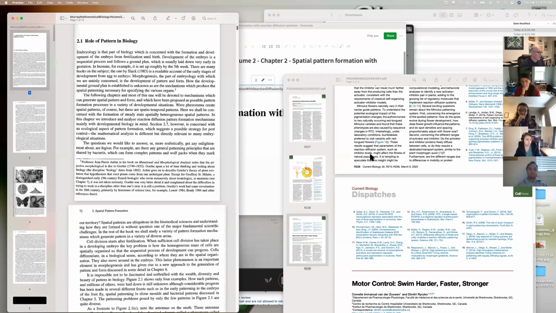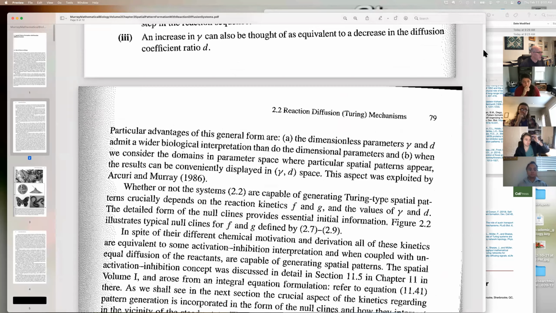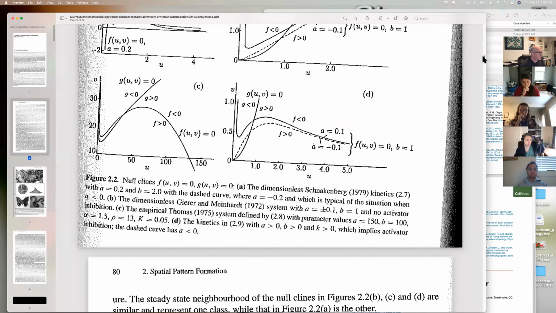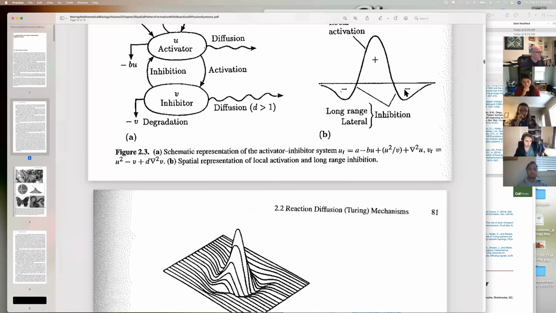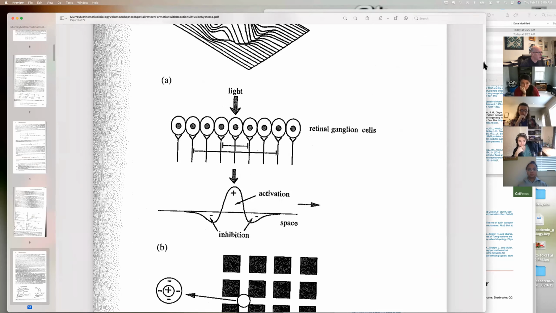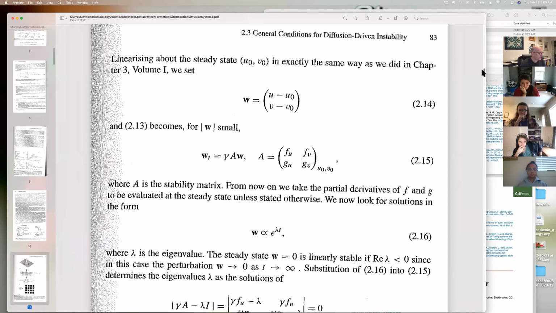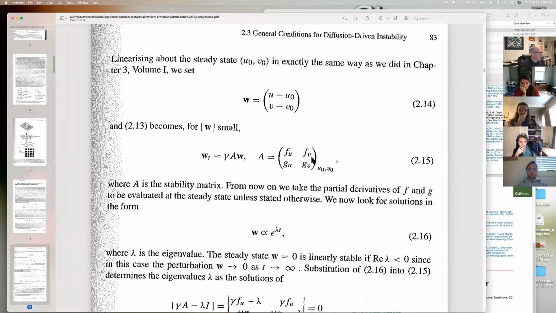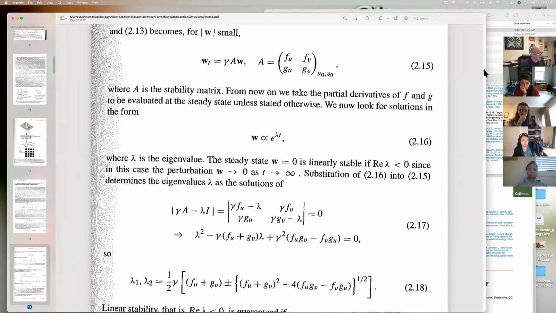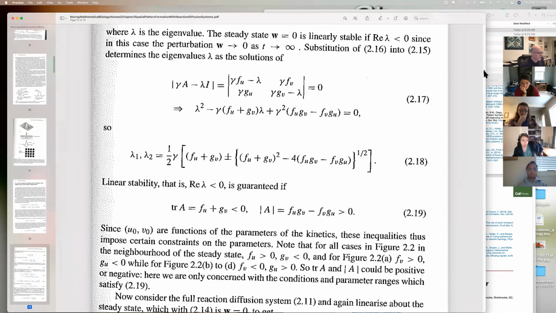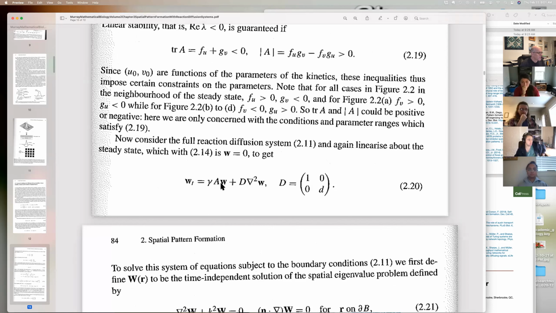So the point is that when you go through all of this analysis, there's the lateral inhibition thing. That's the example from retinal ganglion cells. Here's the Jacobian that we're talking about. Here's the statement that when there's no diffusion, we're supposed to have a stable steady state. So the trace of this Jacobian is negative and the determinant is positive. And then you assume that the system is linearized.